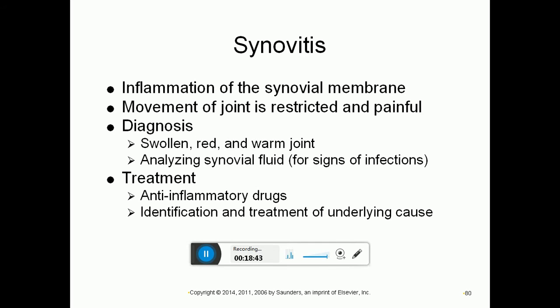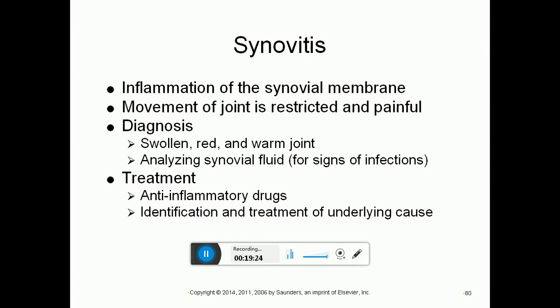Synovitis, that's inflammation of the synovial membrane, leads to severe pain and restriction in the range of motion. To diagnose it, the clinical picture you have is a red, swollen, warm joint, which, if you think of it, is the exact same clinical picture of septic arthritis. So to differentiate, you want to make sure you insert a needle into the joint, take some of the synovial fluid, and take a look at it. So you're analyzing the synovial fluid, looking for any signs of infection. Is there a germ or not? Is it septic arthritis or is it just synovitis?